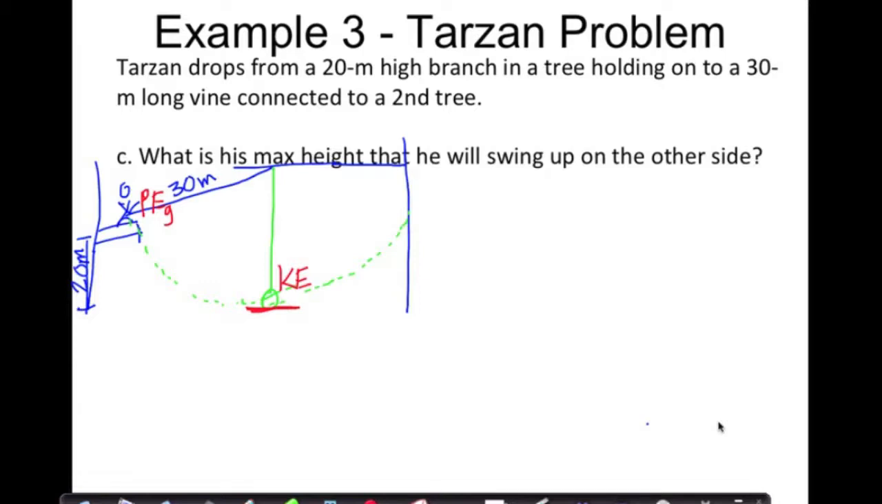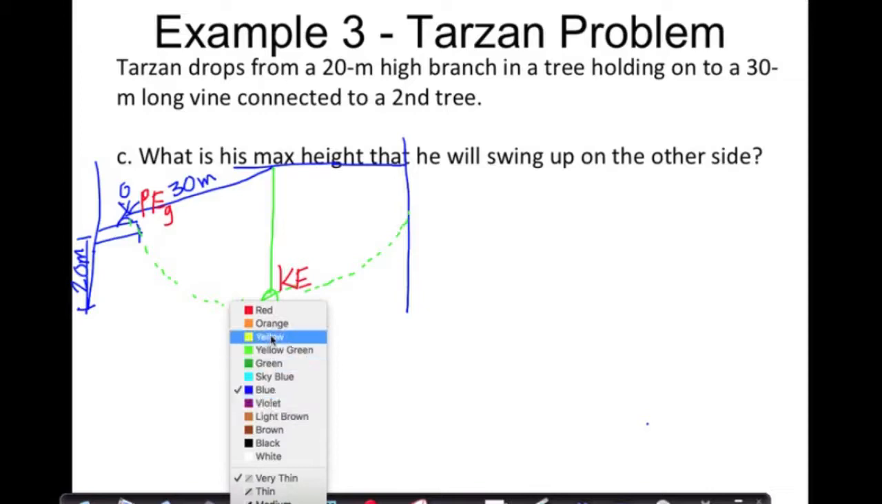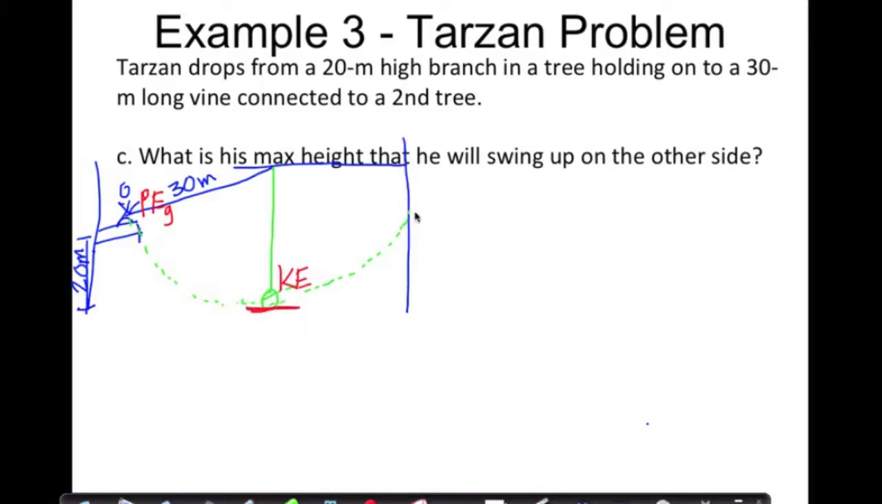Okay, for part C, we are looking for what his max height is going to be that he will swing up to on the other side. Well, our initial and final are going to change a little bit. Our initial is still the same. He has gravitational potential energy. But if we're looking for the max height that he swings up to, we know that at his max height, he's not moving, so he only has gravitational potential energy.